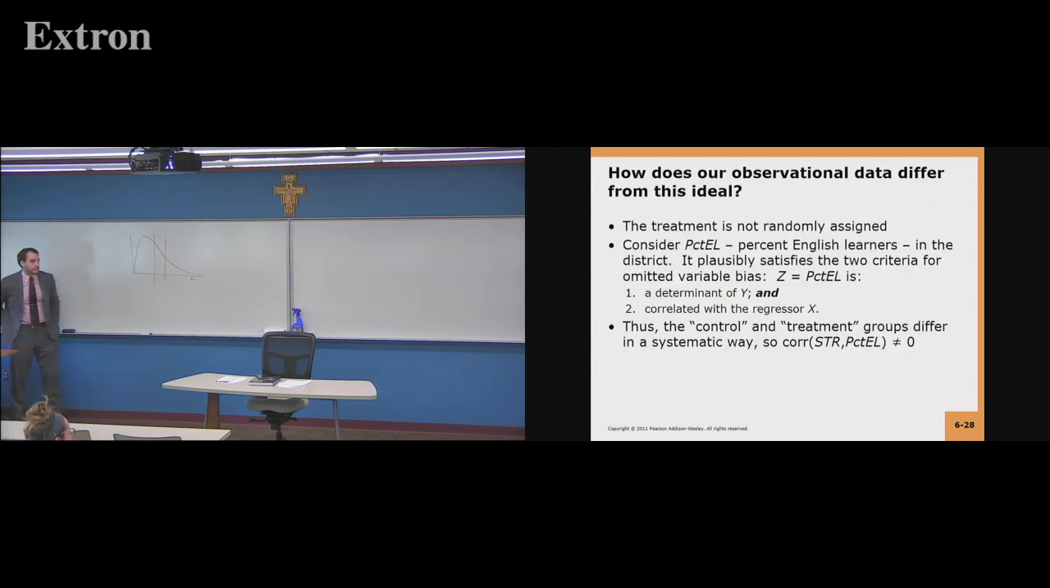So how does our data differ from that? The treatment is not randomly assigned. You may be looking at financial regulations or monetary policy. These aren't randomly assigned, they're purposely undertaken. In this case, the textbook example, the percent of English learners in the school district is not randomly assigned.